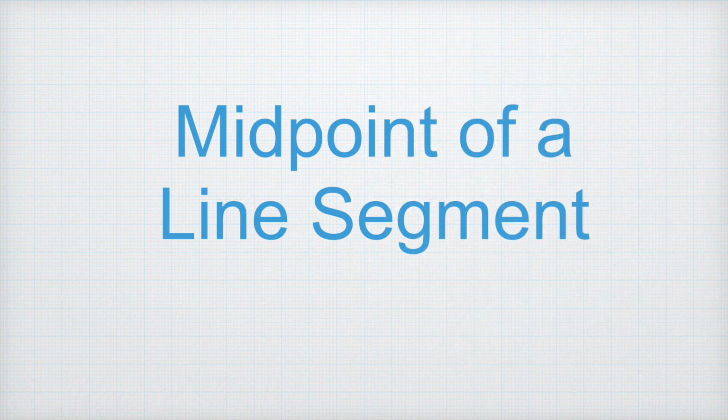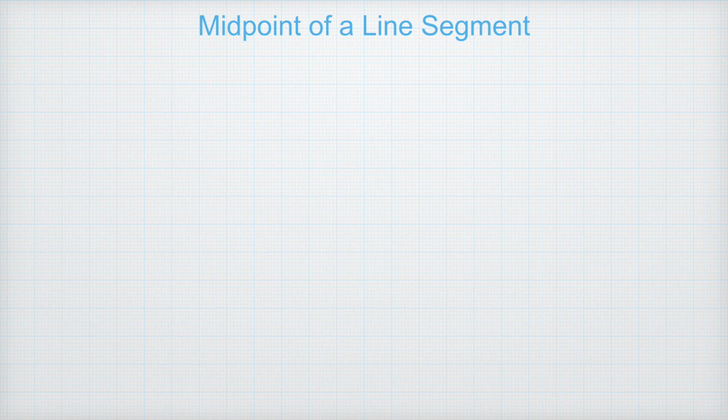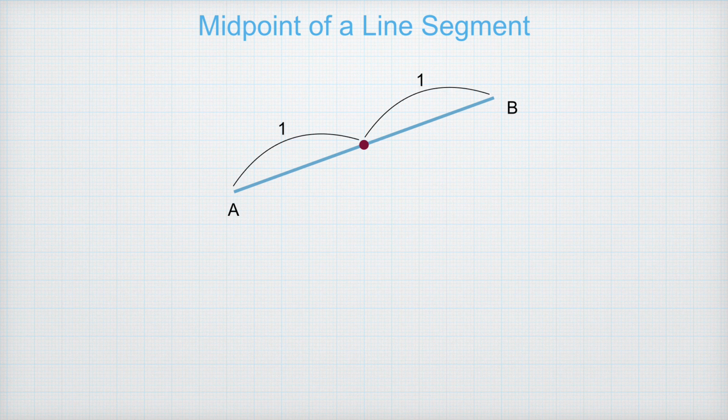Welcome to this maths grind on the line midpoint. We will begin by looking at the meaning of the midpoint of a line segment. The midpoint of a line segment is a point that divides a line segment into a ratio of 1:1.